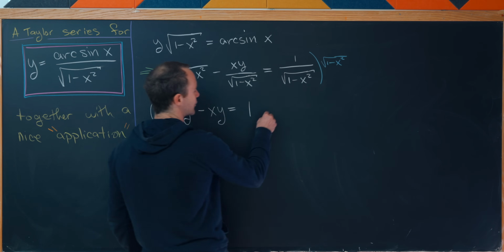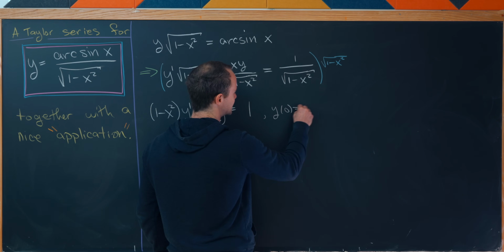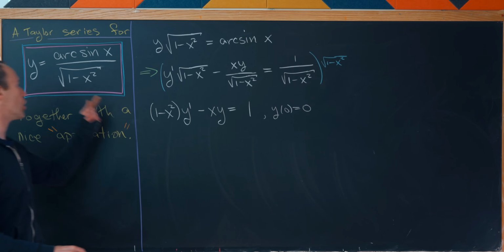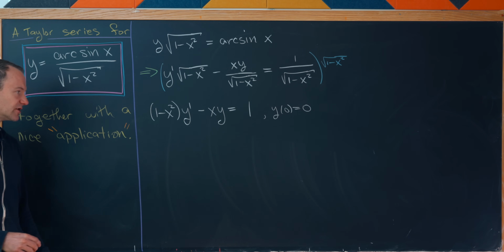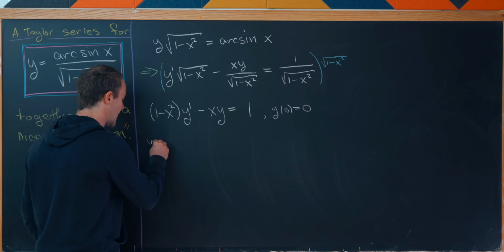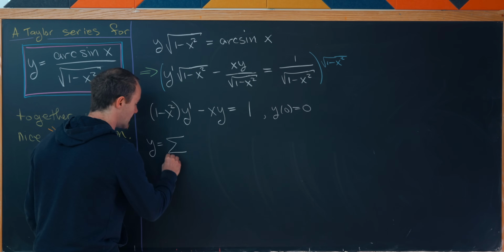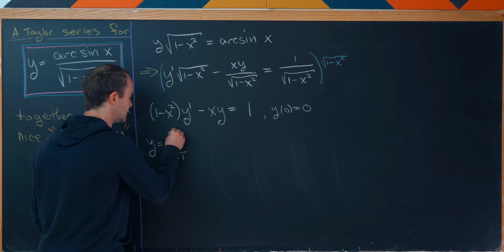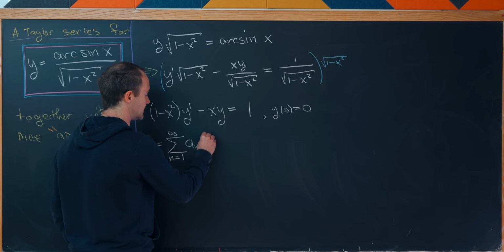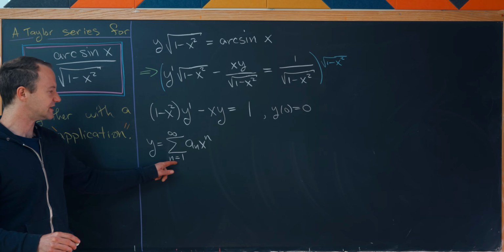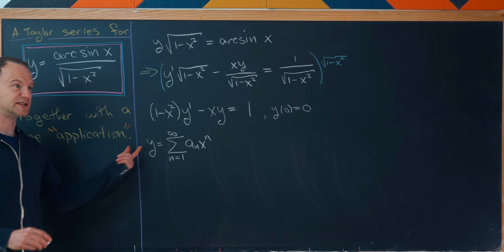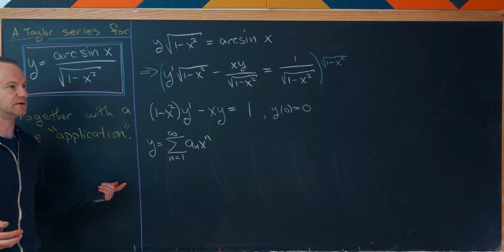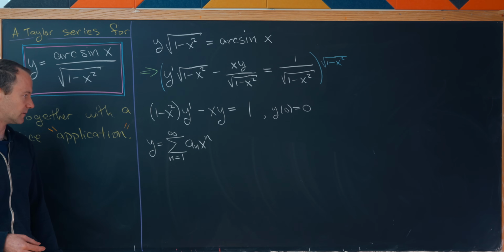Well, maybe together with the fact that y evaluated at 0 is 0, since we know what our starting function is. And now we're going to push this towards a series by setting y equal to the sum as n goes from 1 to infinity of a sub n times x to the n. Notice I don't have a 0th term here because y of 0 is 0 and the 0th term is in fact equal to the value of the function at 0.